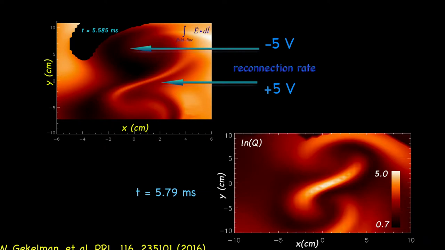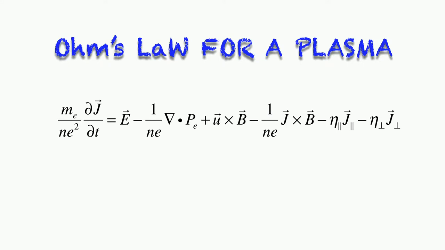You can see just in the center, that bright line where you have a large reconnection rate, and then shown on the right, it's completely superimposed. This is a plane of the log of Q, the QSL. So 10 to the fifth is really big, and the two are identical, the geometries of these two things. So Ohm's law.